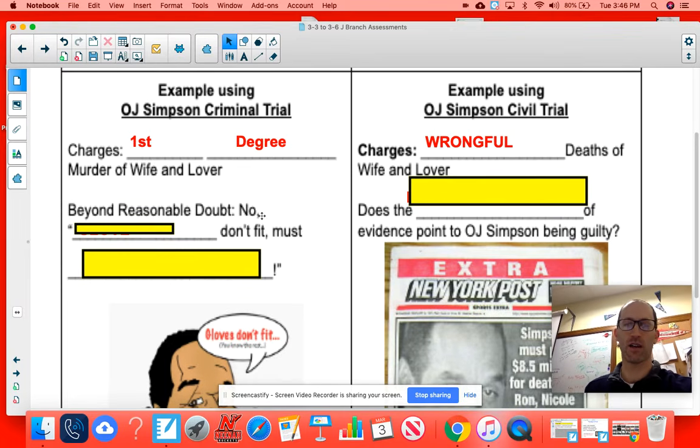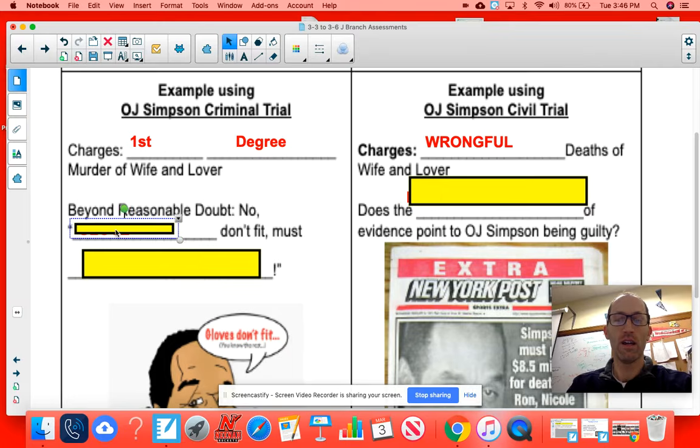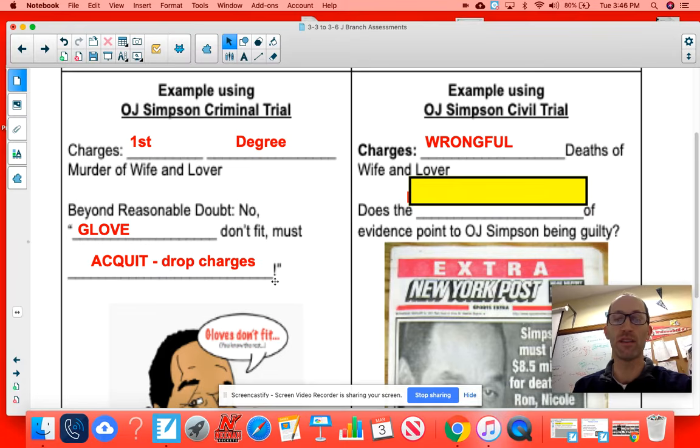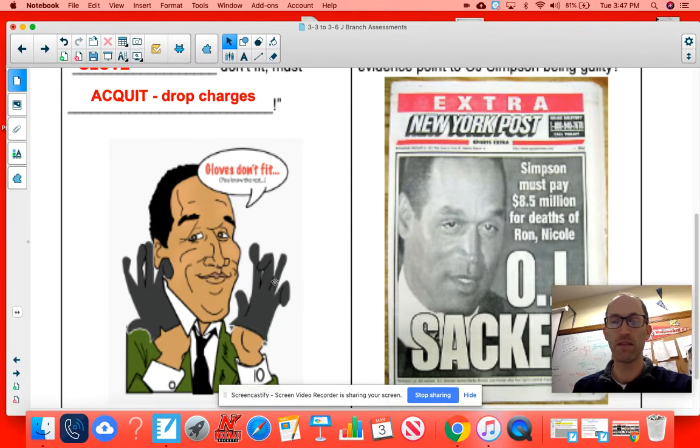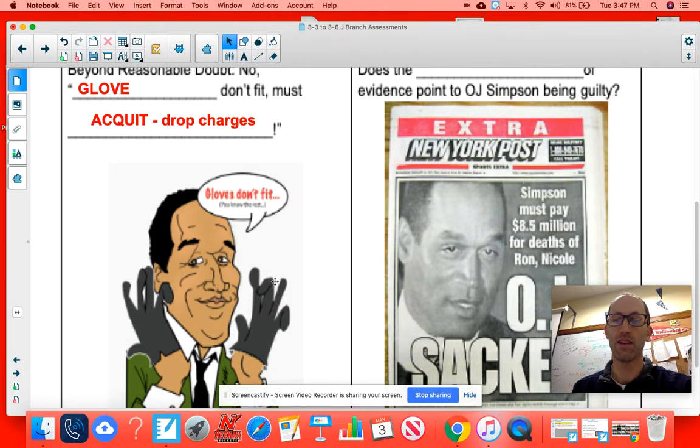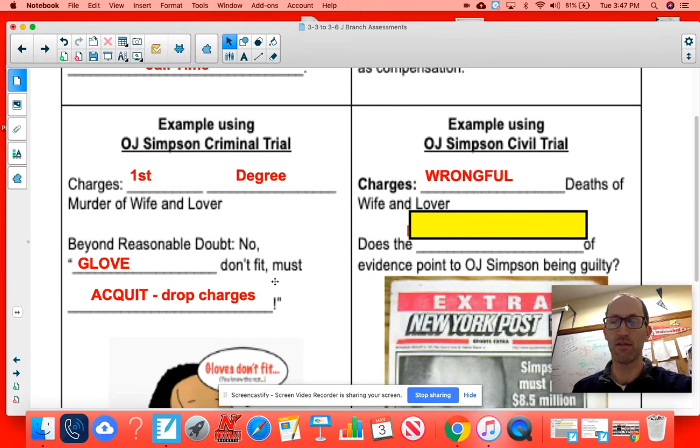So let's go back to the criminal trial. The jury had to find O.J. Simpson guilty beyond a reasonable doubt of killing Nicole Brown Simpson and the lover Goldman, I believe his name was. One of the key pieces of evidence leading to O.J.'s innocence was that the glove didn't fit. And this phrase came around, glove don't fit, must acquit. And acquit means to drop the charges. The glove was apparently found at the murder scene, all bloody, and it didn't fit all the way on his hand. So that was one of several pieces of evidence that led to his innocence.